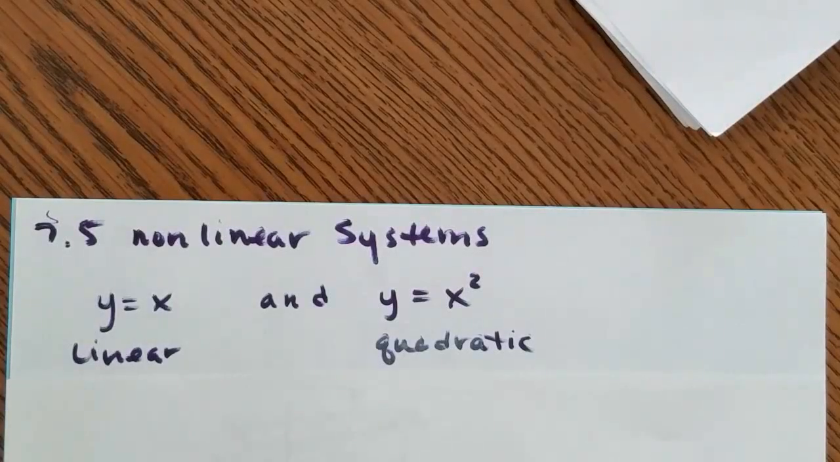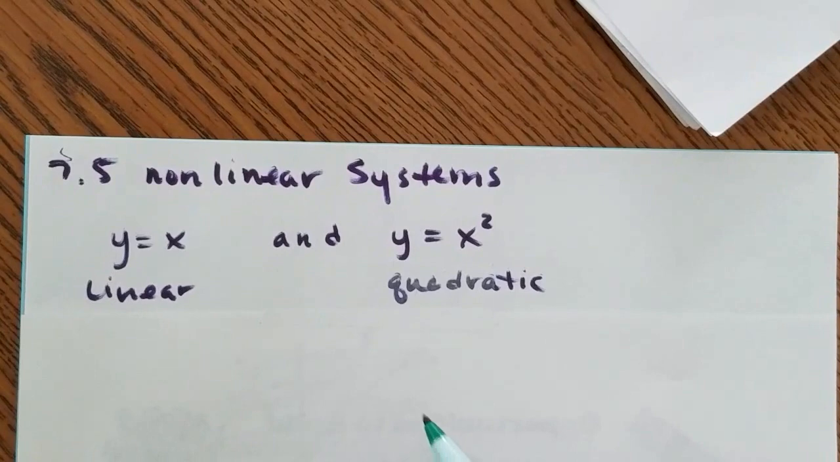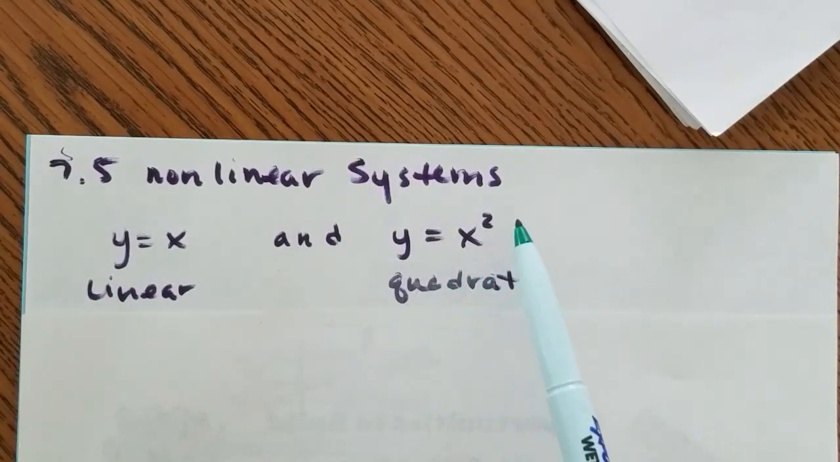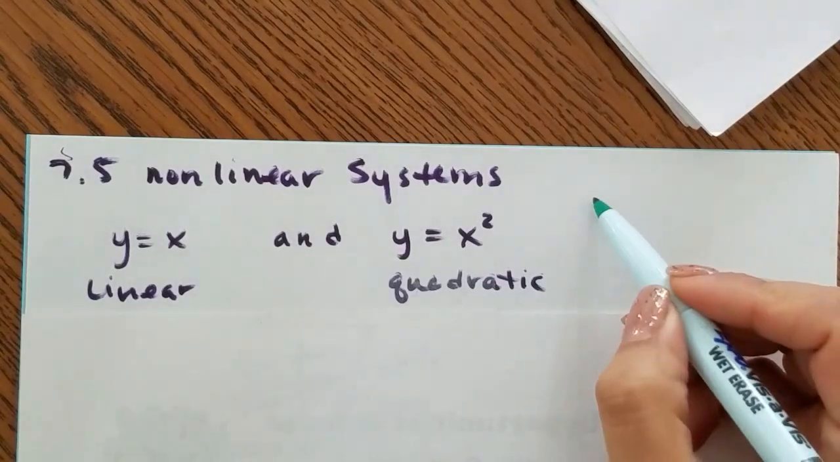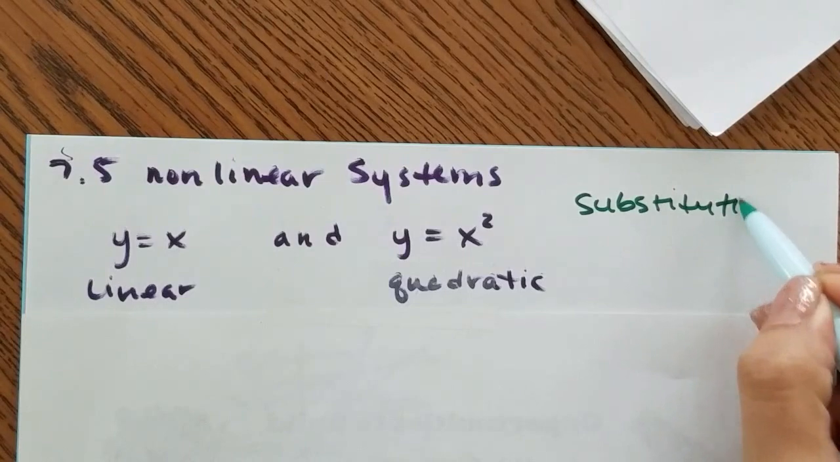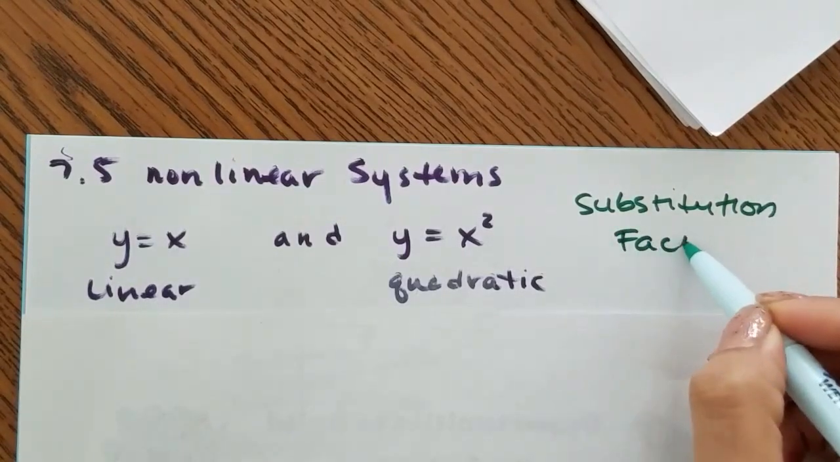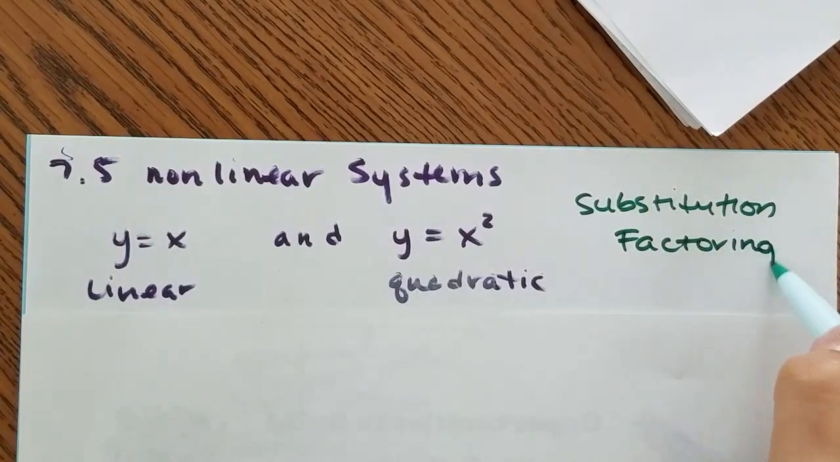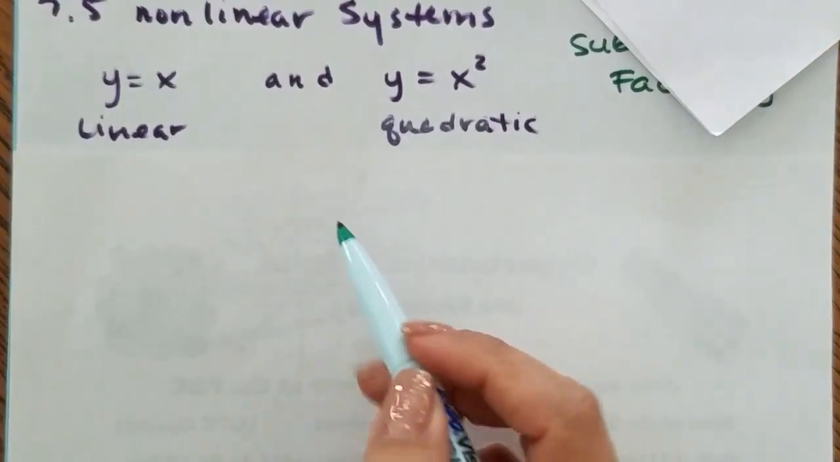This video is for 7.5, solving nonlinear systems. So we're going to be using a combination of substitution to solve systems of two equations where one of your equations is linear, so it's going to be a line of some sort, and the other one is probably going to be quadratic. So we're going to have to use a combination of substitution and maybe some factoring in order to solve for these values.